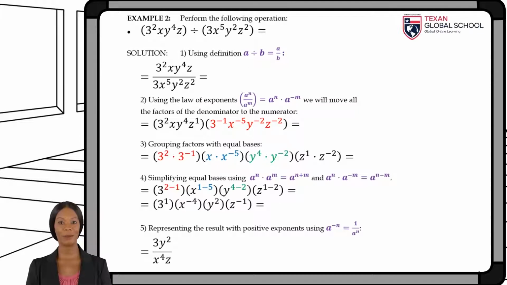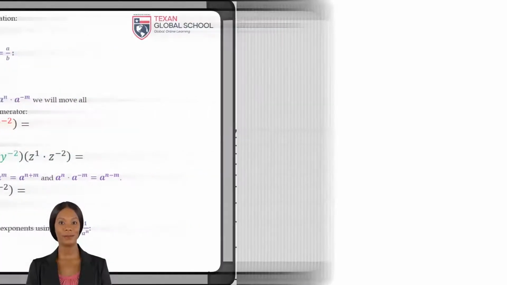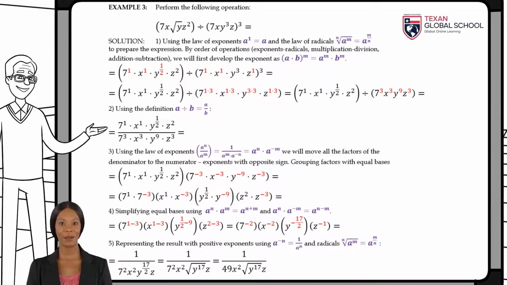In this next example, we will also perform the operation of a monomial divided by a monomial. We represent the expression as a fraction according to the definition. Now, using the laws of exponents, we multiply the numerator by all the denominator's factors but with opposite sign. We group equal factors and add or subtract their exponents to simplify. Finally, since we have negative exponents, we will move them to the denominator using the laws of exponents, expressing the remaining polynomial with positive exponents. We obtain, as a result, 3y squared over x to the 4th z.